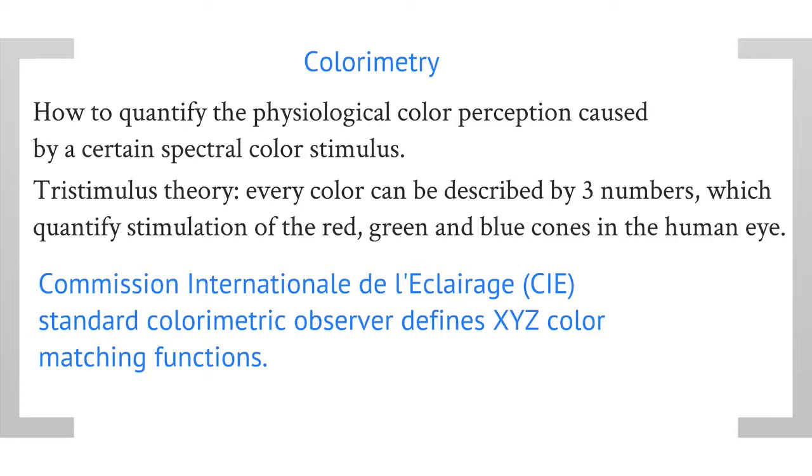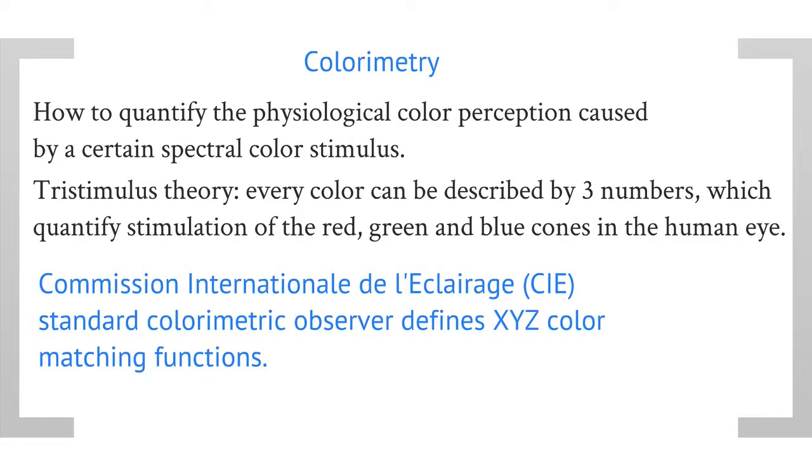So there's this theory called the tristimulus theory, which basically says that every color that can be perceived by a human being can be described by 3 numbers, X, Y, and Z, that we will see, okay? Which quantify essentially the stimulation of the red, green, and blue cones of the eye. And this is standardized by the Commission Internationale de l'Éclairage. I don't actually remember what it means, but CIE is something you will see all the time. That's the acronym for that.